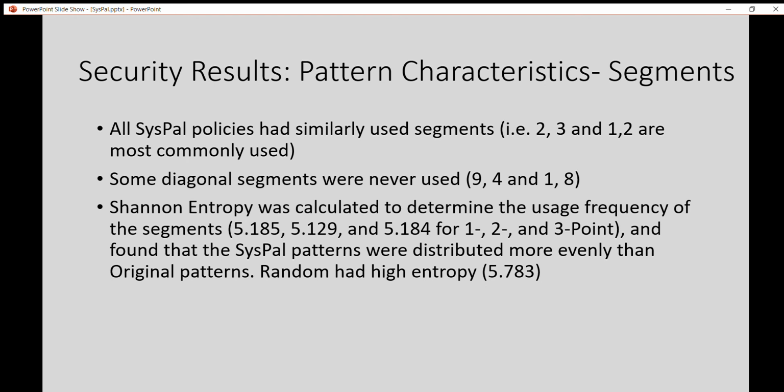A metric called Shannon entropy was calculated to determine the usage frequency of the segments, where the 1, 2, and 3-point all had entropy around 5.1 to 5.2. And found that the SysPal patterns were distributed more evenly than the original patterns. Random had the highest entropy of 5.8. Higher entropy means that essentially the passcodes are more random, and therefore they're more difficult to crack.